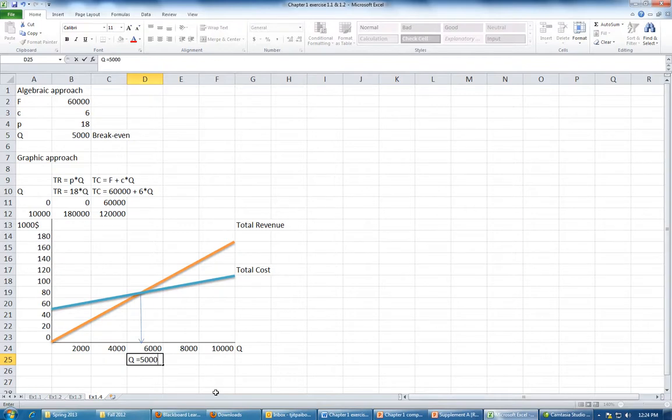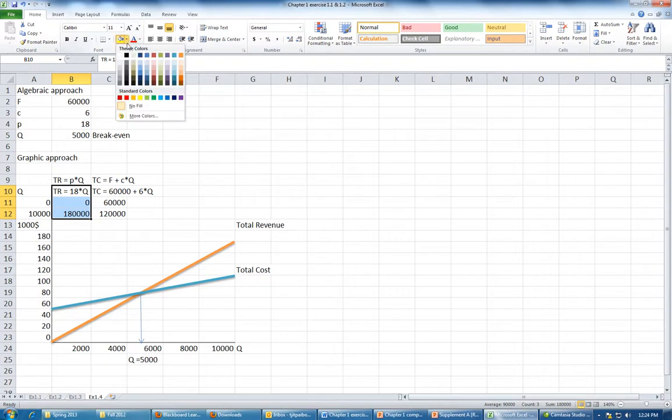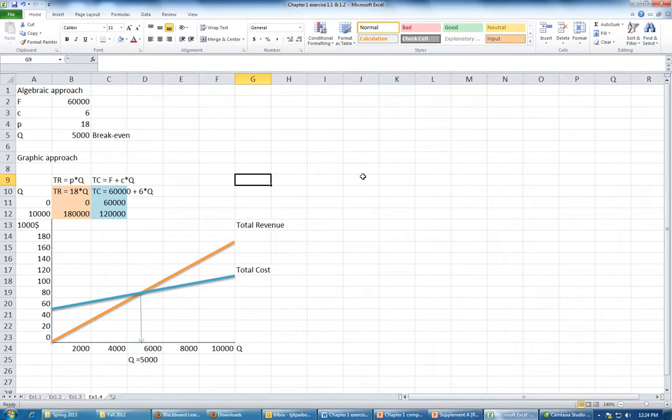Okay, so those are the two approaches you can use, or sometimes you can also highlight total revenue in orange and total cost in blue, so you know. Okay, now with these two approaches, we complete part A.